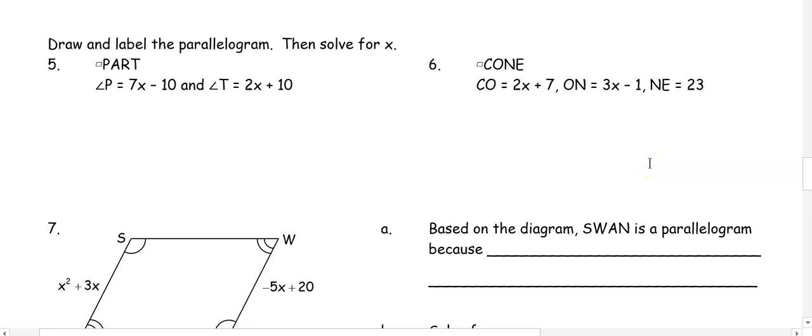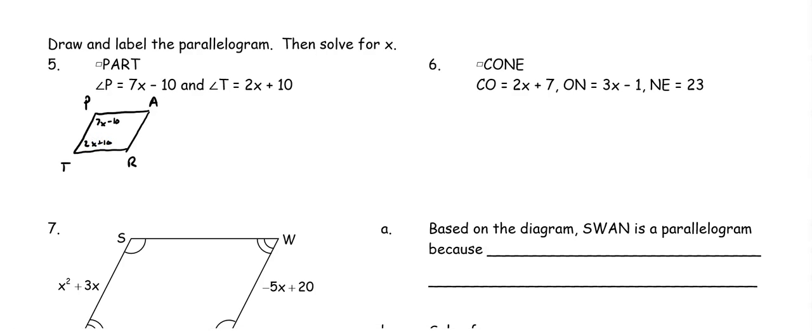In number 4 and 5, we want to draw and label the parallelogram, and then we want to solve for x. So in number 5, when I draw my parallelogram, it doesn't matter where I start, but I go in a circular motion to label the rest of my letters. So I'm going to say P, A, R, T. Angle P is 7x minus 10, and angle T is 2x plus 10.